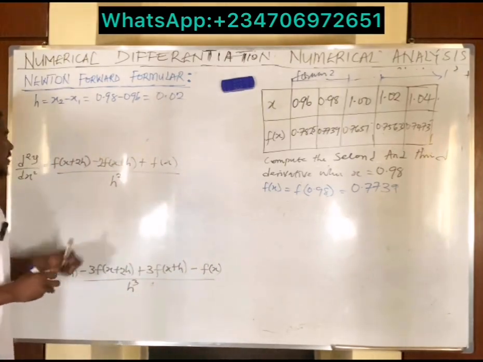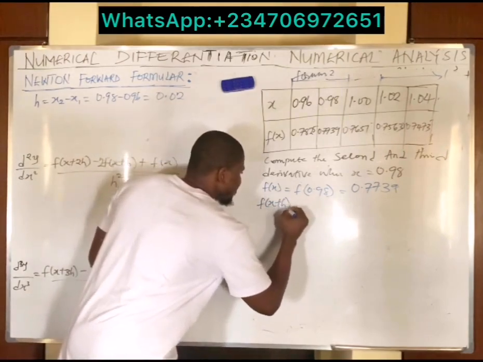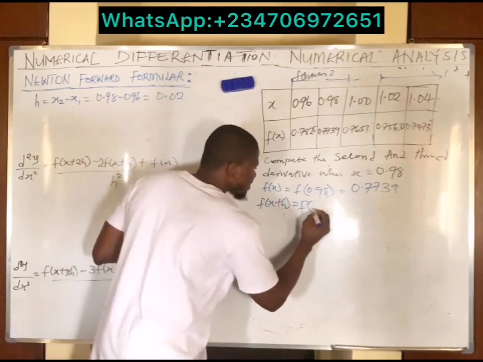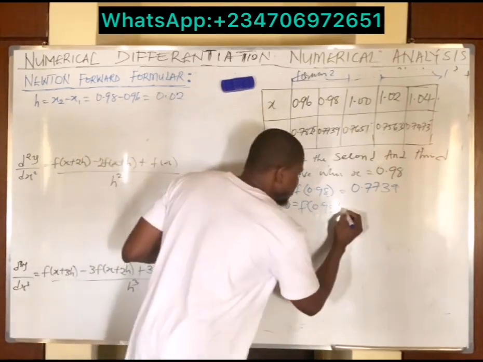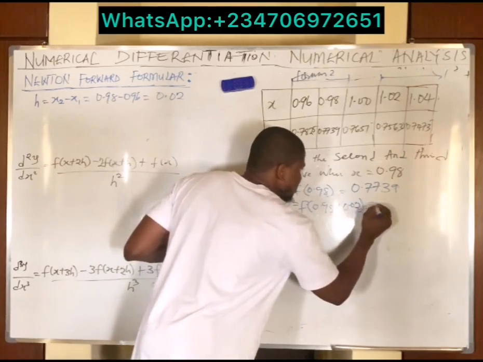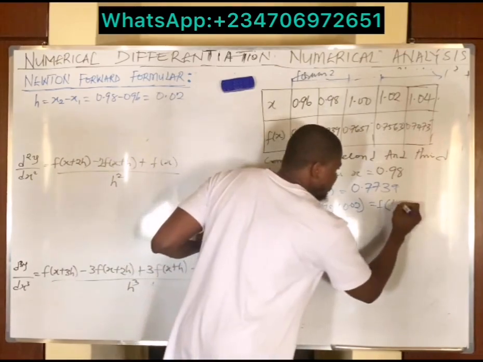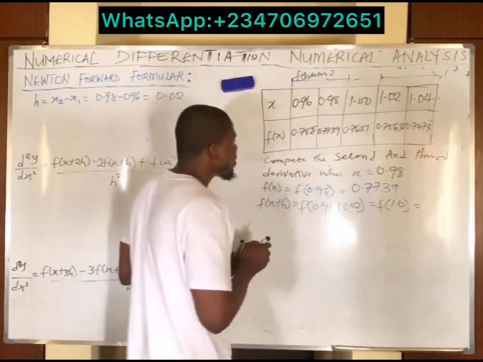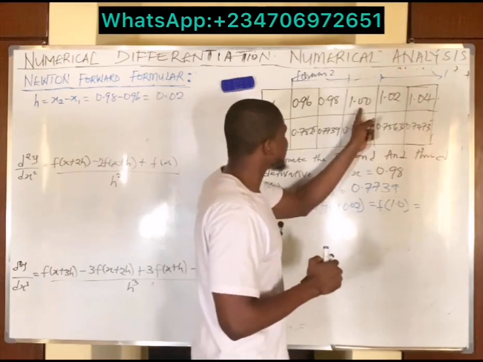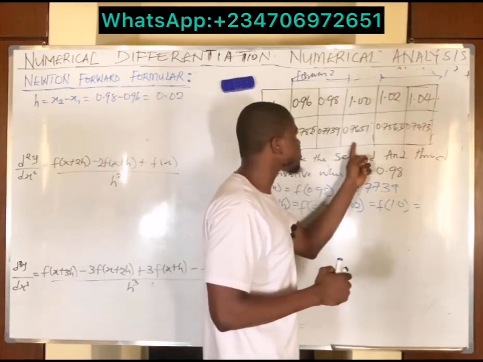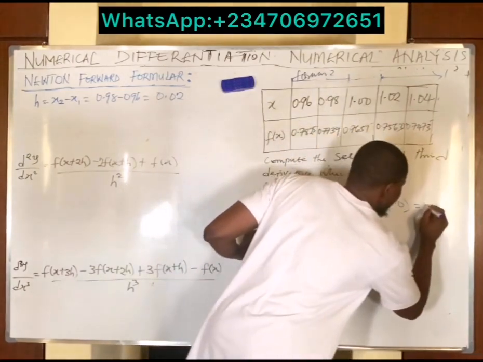Next, let's find f of x plus h. So f of x plus h is equal to f of x, where x is the point of interest, which is 0.98. H now is the interval 0.02. So we'll have plus 0.02. So this is actually f of 0.98 plus 0.02, which gives us 1.0. So this is going to be equal to, what is the value of f of x when x is 1.0? The value there is simply 0.7651.